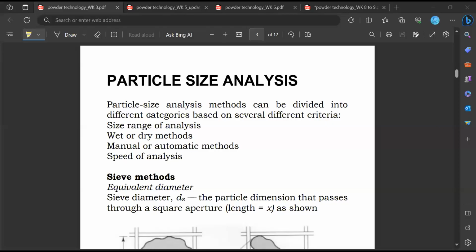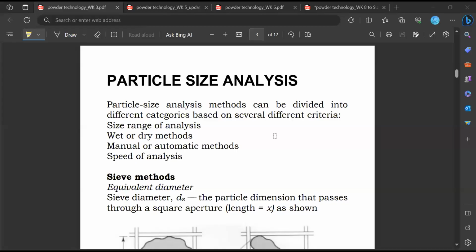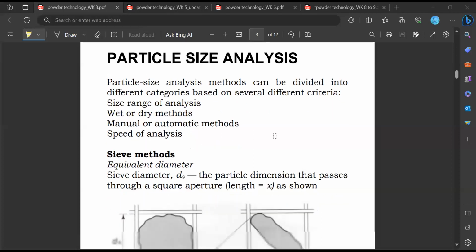Okay, so we'll start with particle size analysis. Particle size analysis is when you have a powder mix and you want to see what kind of particles, or what size particles, you have. Yeah, so it shows which size of particles you have.